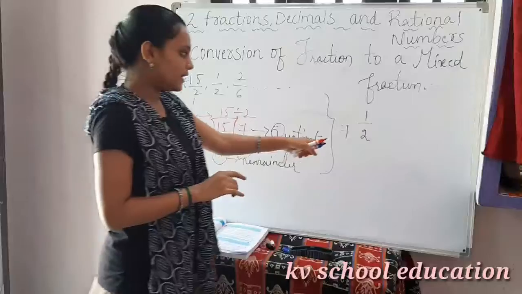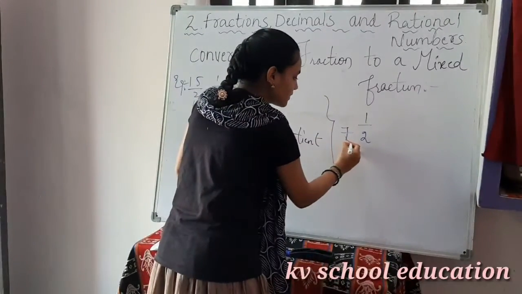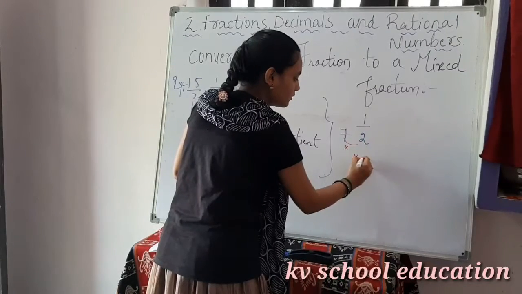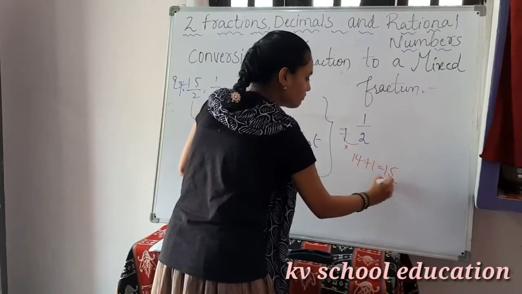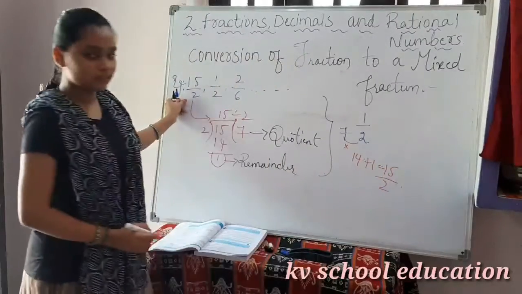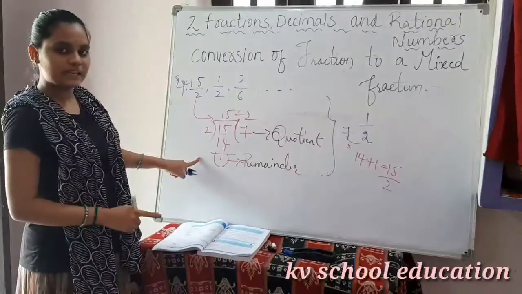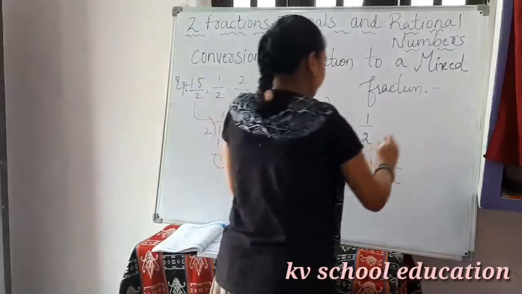So whether it is right or wrong, we need to prove now. How? 7 into 2, sorry, 7 2s are 14. 14 plus 1 is 15. 15 by 2. So here the answer is 15 by 2. There is also 15 by 2. So this method is correct. I will give one more example. You will see.